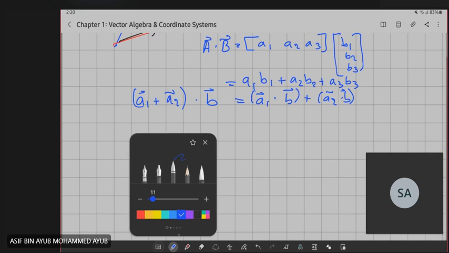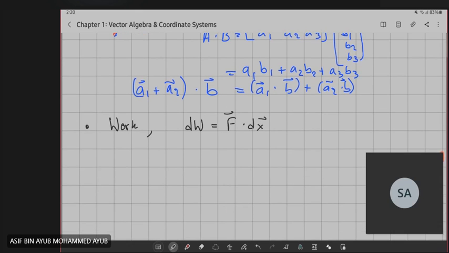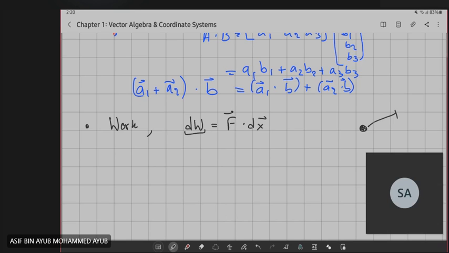And the first one that is quite familiar to all of you, I think, is work. Work is actually a dot product. If you move a particle at distance dx, let's use vector notation here because displacement is usually a vector, you'll get an infinitesimal work dW if you apply a force F on the particle and you displace it by some amount dx.